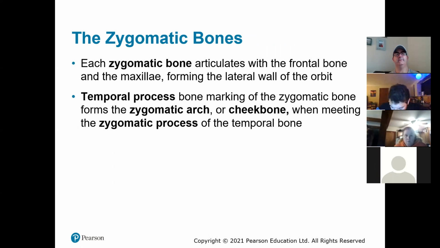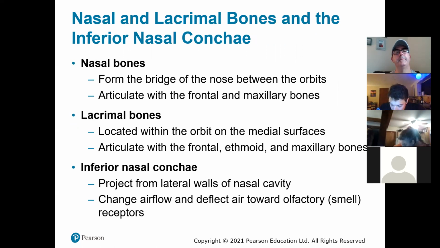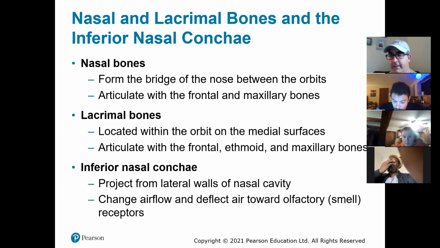The zygomatic bones. That would be right here. That's your cheekbone. It connects up to the temporal bone, with a process that connects to the temporal bone. So the zygomatic bones are your cheeks. You have right and left cheekbones. What about the nasal bones? Is that the bridge right here? The bridge of your nose. Good. Most of your nose is cartilage, but the bridge at the very top is bone. There are right and left nasal bones, as small as they are.